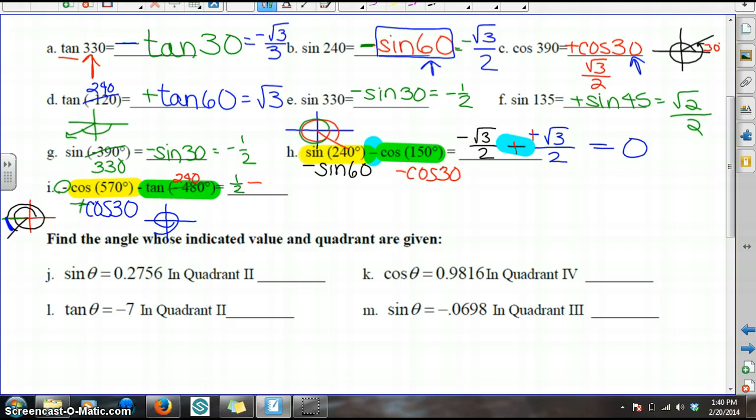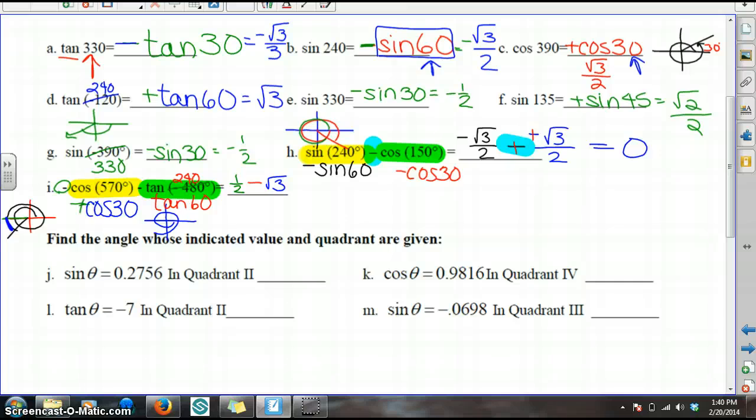Now I can use my reference rules for an angle in the third quadrant, and that angle of 240 degrees would have a reference of 60. So I'm calculating the positive tan of 60 because tangent in the third quadrant is positive. Once again, the tangent of 60 is rad 3. And now I can calculate the algebra involved.